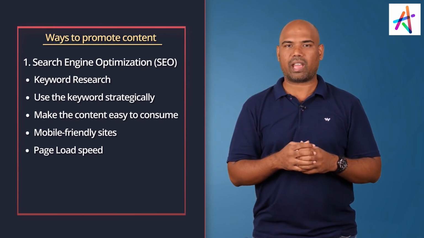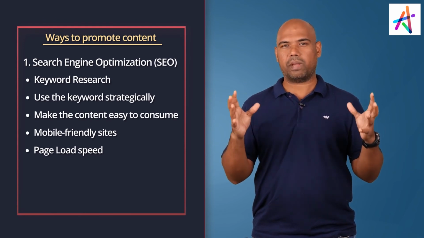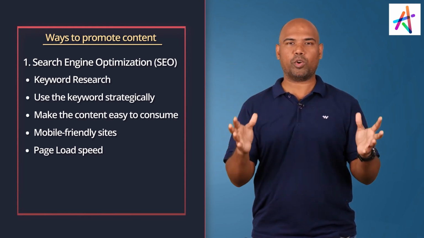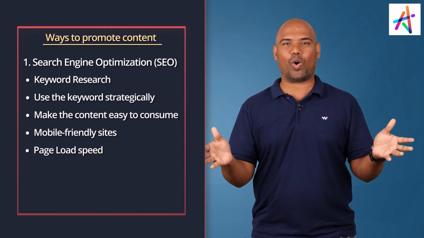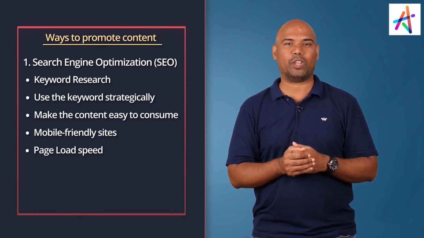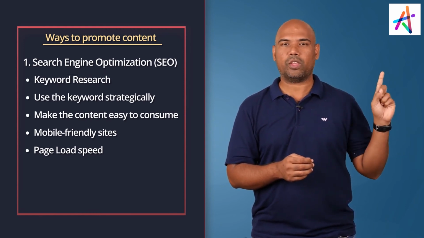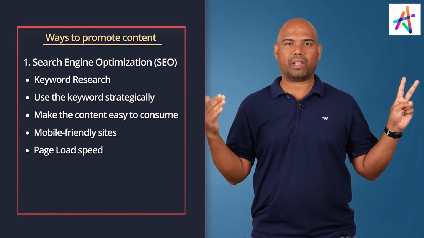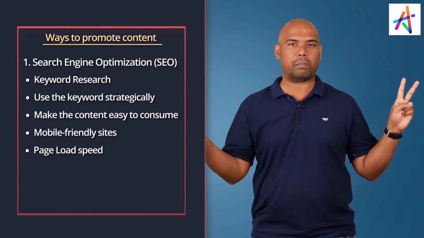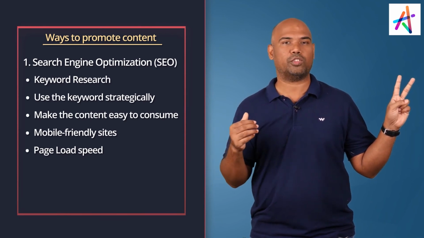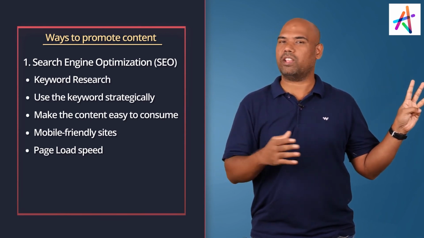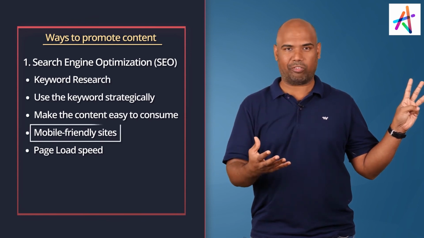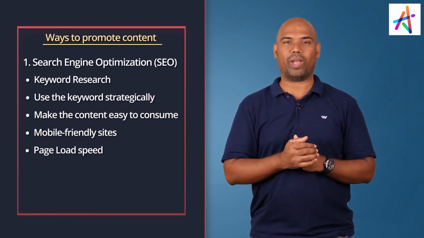So a quick recap, one of the greatest and the best ways to promote your content for free online is going to be through SEO. Do the keyword research, use the keywords strategically in the different elements like HTML tags such as title, meta description, URL, and so on and so forth. Make sure your website is user-friendly, mobile-friendly, and it loads super quick. Now you found an easy way to promote your content for free.